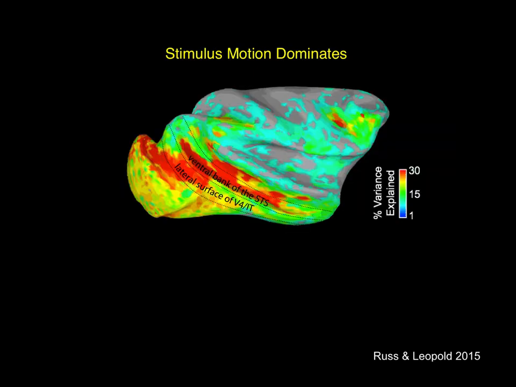Another way to look at that, we can look at the ventral visual stream. We can break it down by what's in the ventral bank of the STS versus the lateral surface of IT.